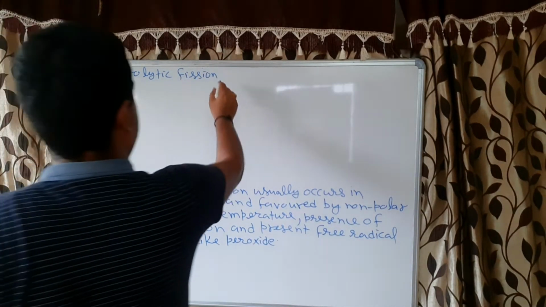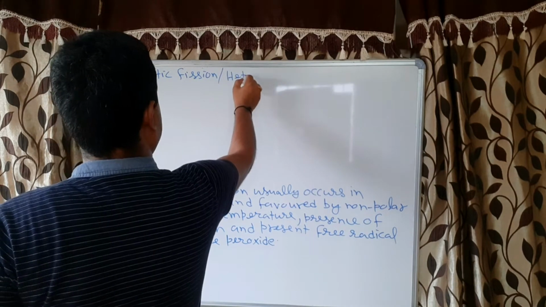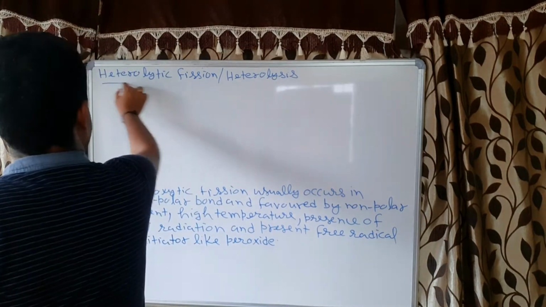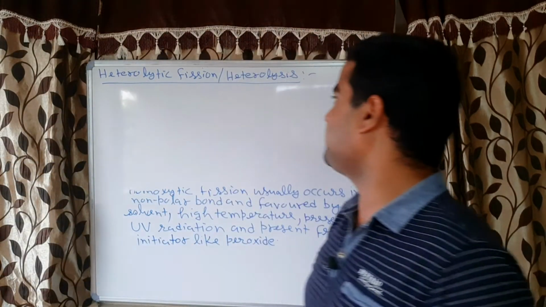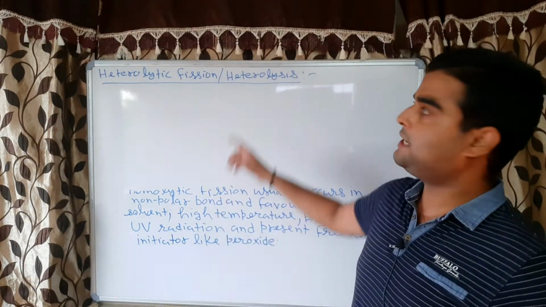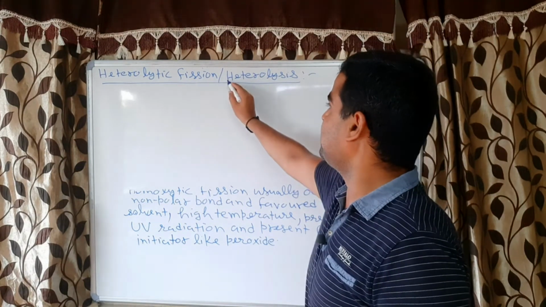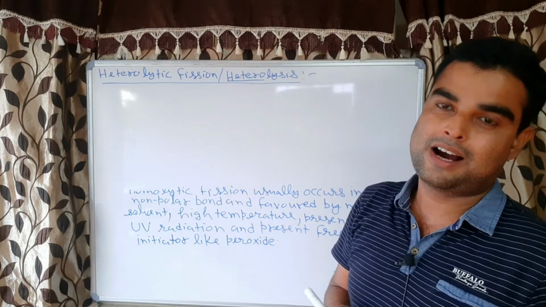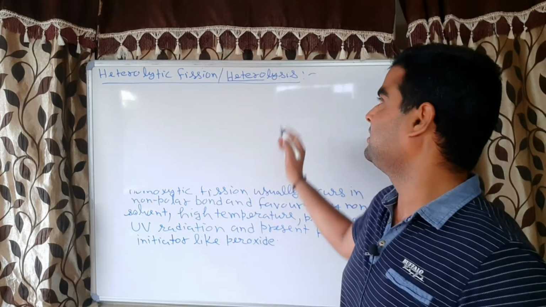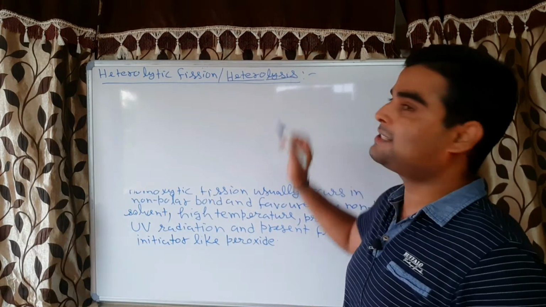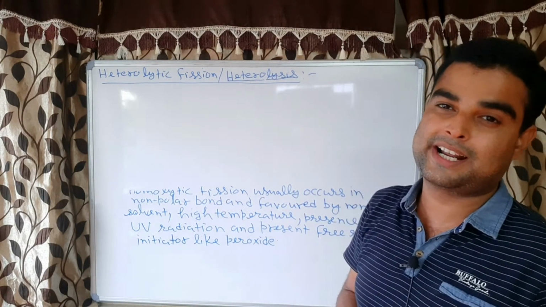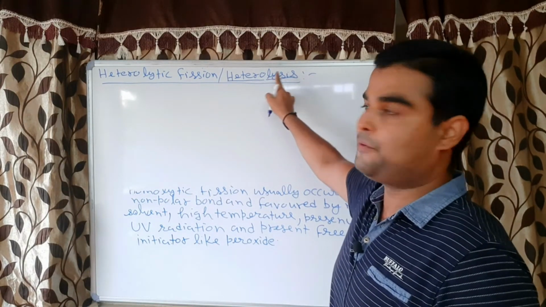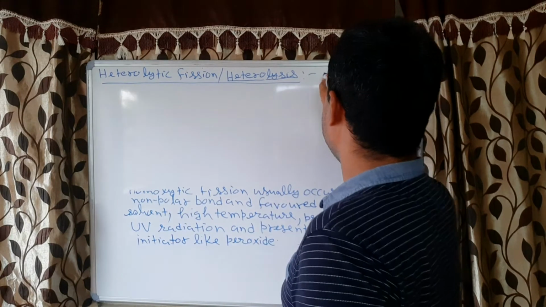It is also called heterolysis. Now, what is the meaning of heterolysis? You can see here, hetero. Hetero means different or unequal. Unequal means unsymmetrical, correct? And lysis means, as I have already told you, degradation, cleavage or fission. So unsymmetrical fission.